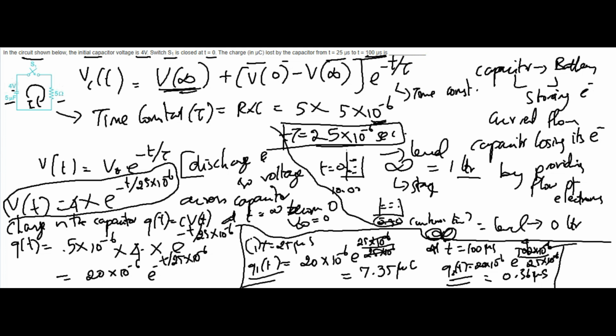You have to do Q1 minus Q2. You will be getting 7.36 minus 0.36. You will get the answer as 7 mu C, because both are in mu C. So the answer is 7 mu C.